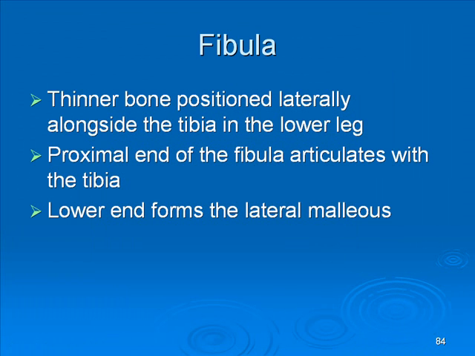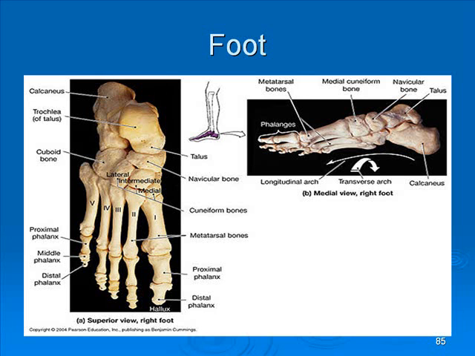Fibula, thinner bone positioned laterally alongside the tibia. Proximal end of the fibula articulates with the tibia. Does not articulate with the femur. Don't let me fool you on a test question. Lower end forms the lateral malleolus. And then we're down to the foot.